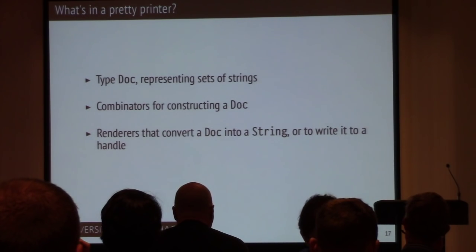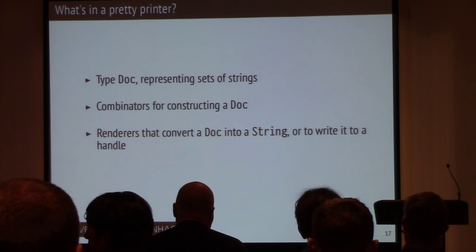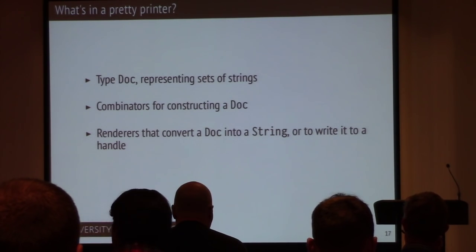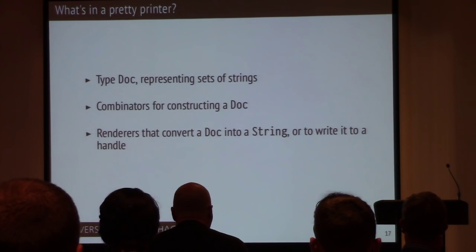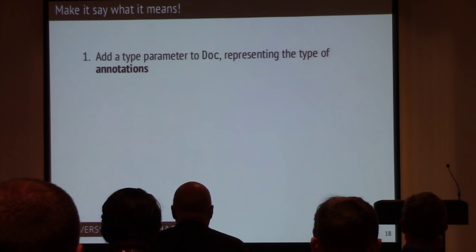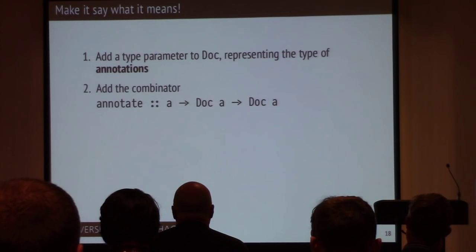Then we have renderers that convert a Doc into a string or write it to some file handle like standard output or an actual file. In the meantime, there may be some other thing like SimpleDoc in the Wadler-Leijen pretty printer, but that doesn't matter here. And then we take this pretty printing library and make it actually say what it means, right? So we add a type parameter to Doc, which is the type of annotations of subdocuments. So now instead of Doc, we've got Doc A.